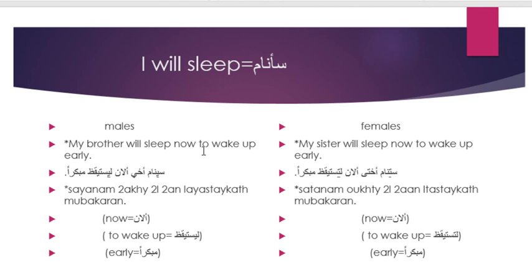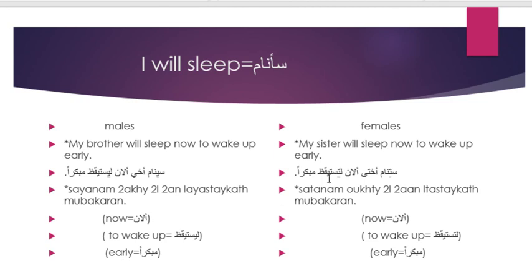To here is not for a place, just with the verb. ليستيقظ, I put لام, which equals to. Why didn't I put إلى? إلى is when I talk about going to a place. But here, لام, because I'm talking about a verb. ليستيقظ, because I'm talking about a male. مبكرا, which is early. سينام أخي الآن ليستيقظ مبكرا. Now is الآن. To wake up, ليستيقظ, early, مبكرا.